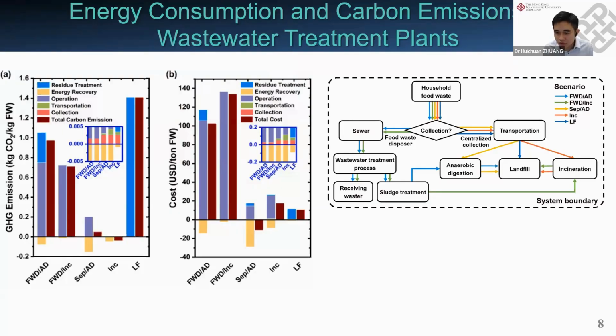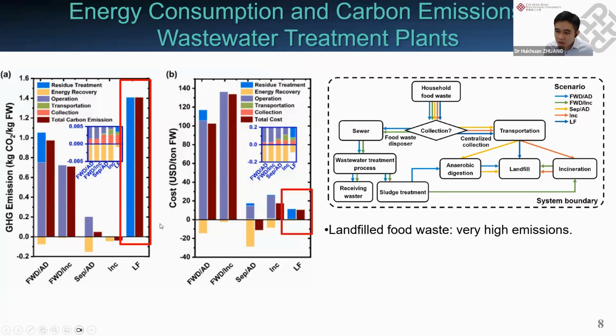So what happens if we separate that food waste and put it somewhere else, for example, the AD fermentation or the incineration plant? Okay, this is the result of that. We compare the different greenhouse gas emissions and the operation cost, because cost is a very important parameter to decide which system our government will choose. We found that in the current situation, where we directly put the food waste into the landfill, it causes a very high greenhouse gas emission.